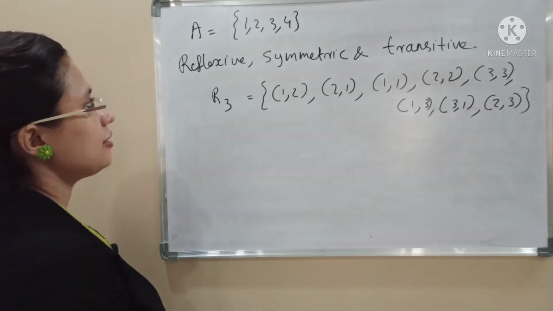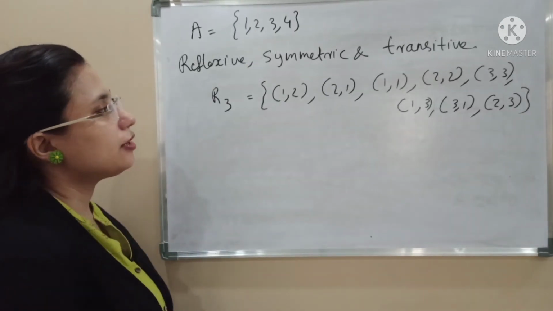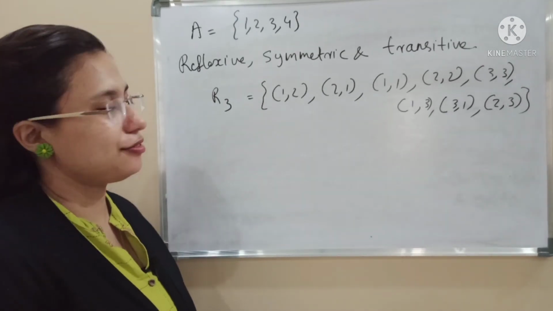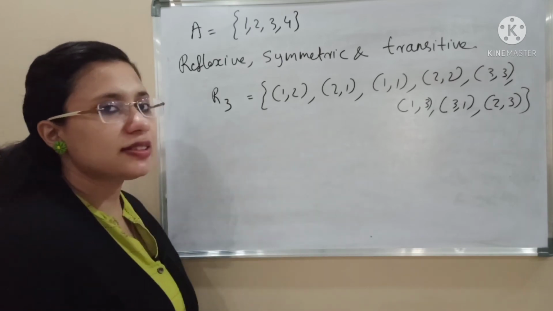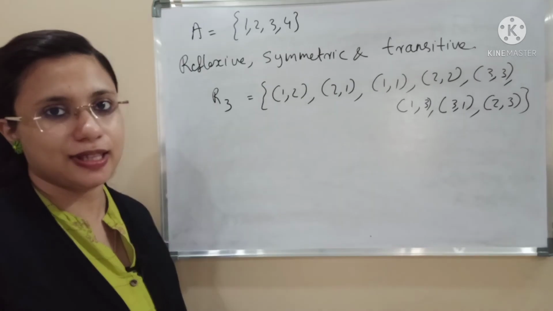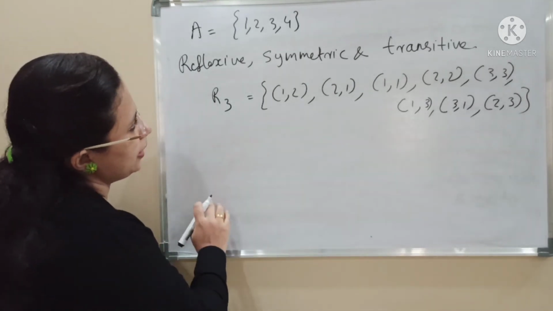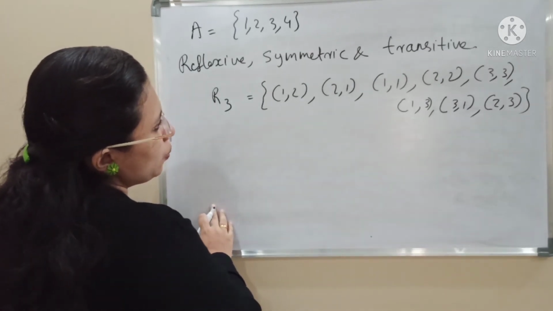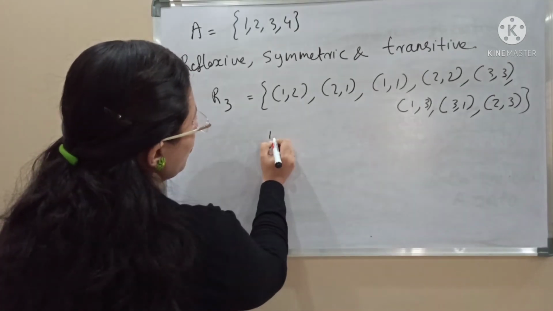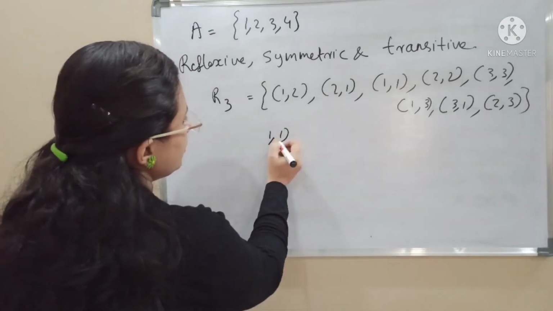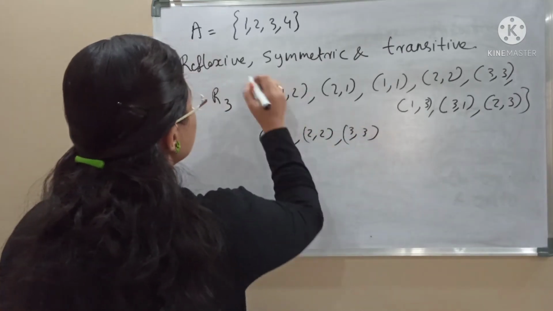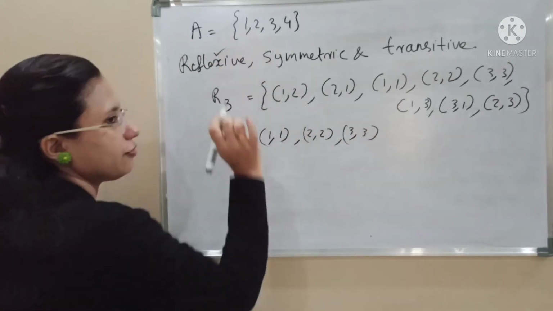And we have one more condition. This is our next condition: the relation should be reflexive, symmetric and transitive. So construct a set in which all these conditions are satisfied. Let's check. We have (1,1), (2,2), (3,3). So the relation is reflexive.